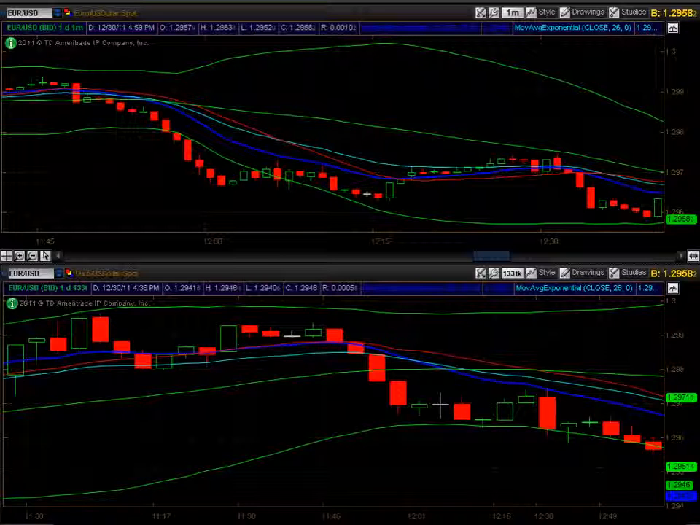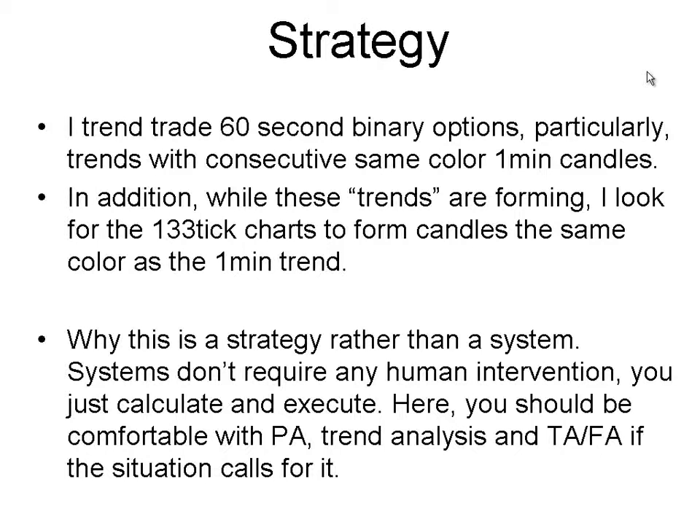Back to the actual strategy. So here's the strategy, guys. I trend trade 60-second expiries, and what I'm looking for are consecutive same color 1 minute candles. While these candles are forming the trend, I look for the 133 tick chart to form the same color candles to reinforce the trend, because this shows that the orders coming in are in the same direction of the trend that's forming. So they should back each other up.